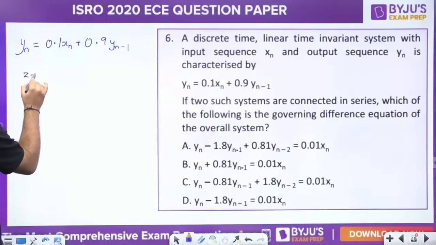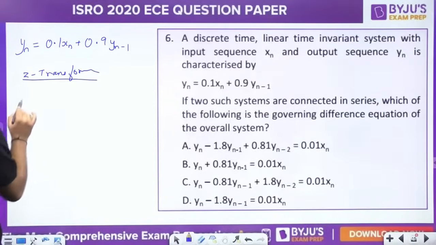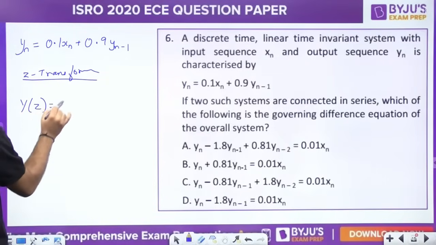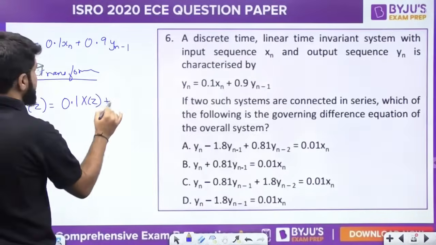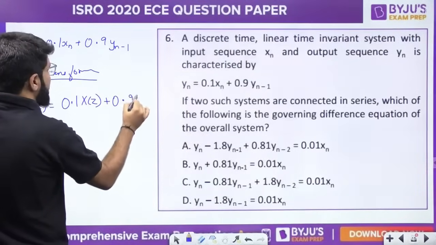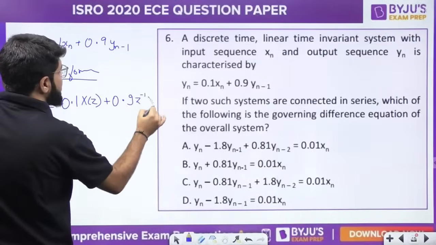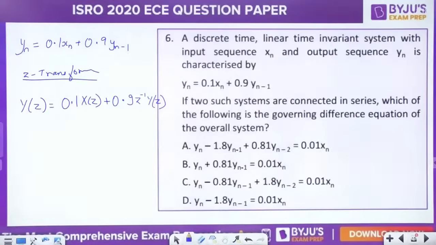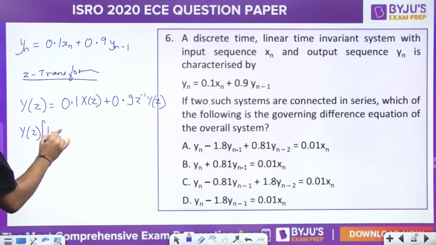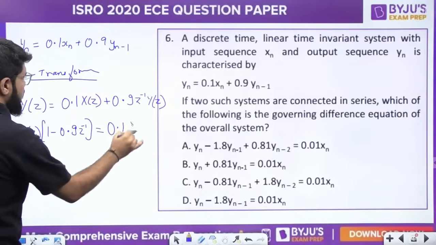To get the transfer function, I will be taking the Z transform on both sides. Let's say the Z transform of yn is Y(z), equal to 0.1 X(z), the Z transform of xn, plus 0.9 times the Z transform of yn-1, which as per the Z transform property will be z inverse into Y(z). Then I take Y(z) common, and I am left with (1 minus 0.9 z inverse) Y(z) on the left side, equal to 0.1 X(z).